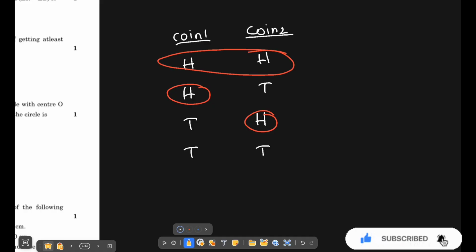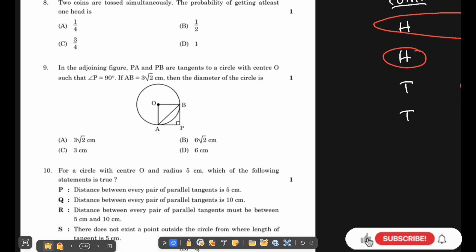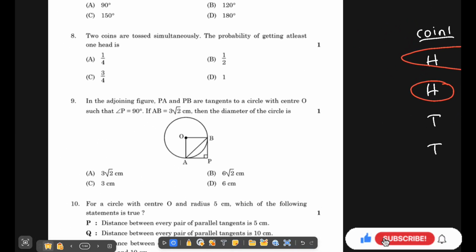So there are three favorable outcomes out of four. The probability of getting at least one head is 3 by 4. Let's see which option is right here. 3 by 4, so option C is the right answer.